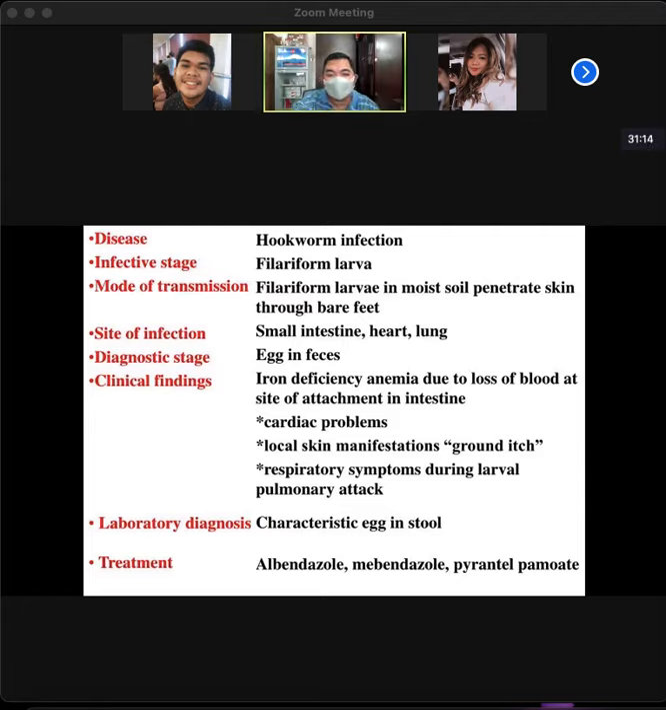What is its laboratory diagnosis? We can check for eggs in the stool. We can just do a simple stool analysis at this time. What is good about parasitic infections, some helminths, is that the medications are almost the same. Remember, we're giving albendazole, the same albendazole that we give for roundworms or Ascaris lumbricoides, etc.